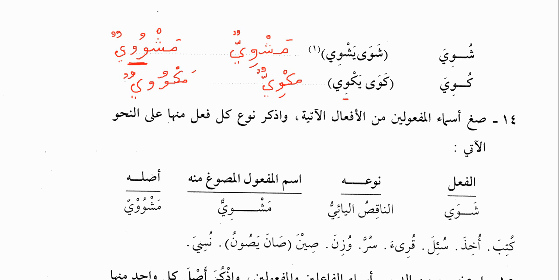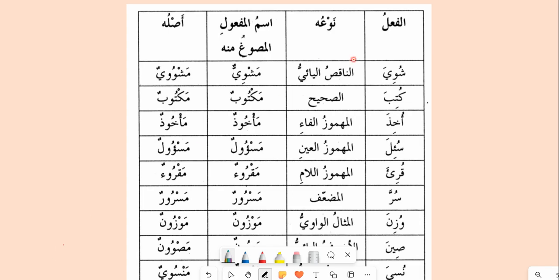So let's do question number 14. I hope it's clear now. Question number 14, we have دع أسماء المفعولين من الأفعال الآتية واذكر mention. Means you need to put all these verbs in a table and you have to mention about the fail, then its type, then its mafool be ismun mafool formed from the verb, and then the original scale. So I'll do this in my whiteboard, inshallah. So let's do question number 14 here.